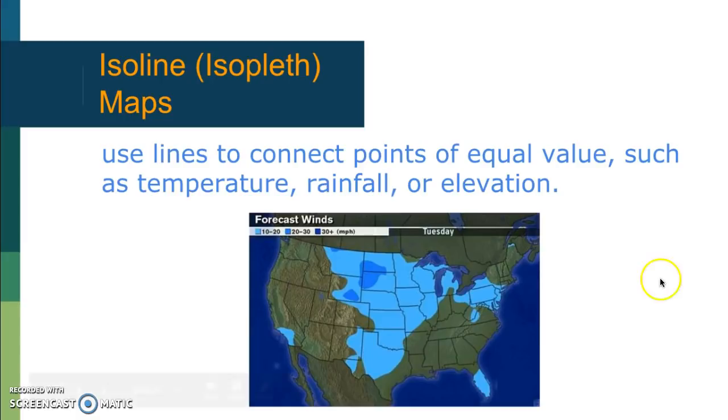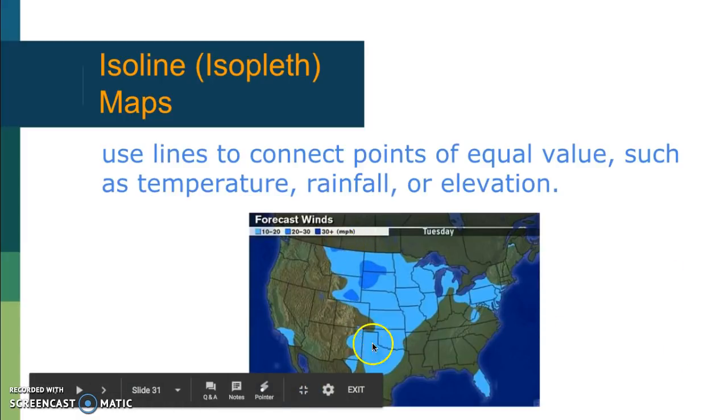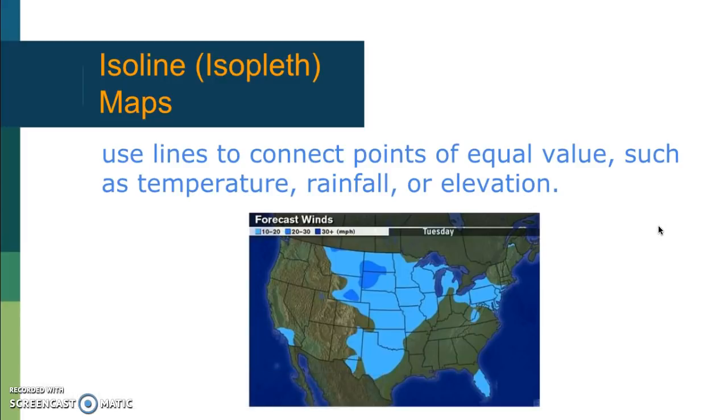The baby blue, all of this baby blue area has the same miles per hour winds, so that's 10 to 20 miles per hour. And then the darker blue has a different value, which looks like it's 20 to 30 miles per hour.